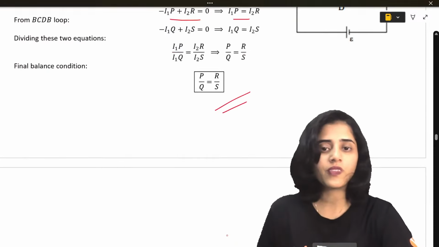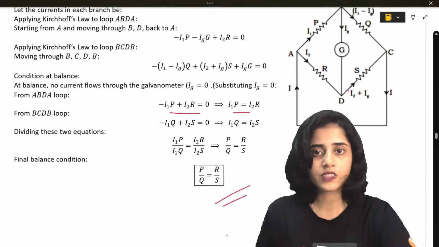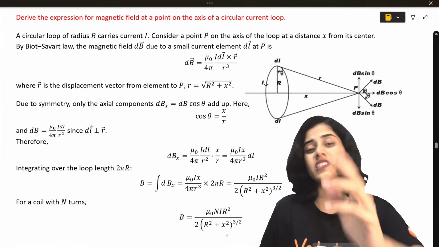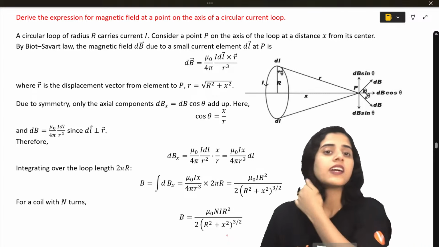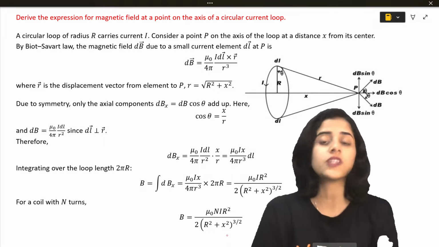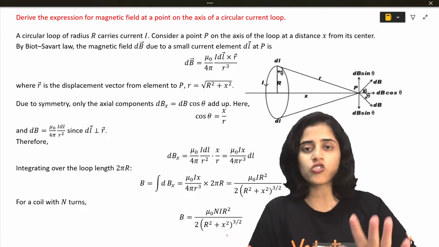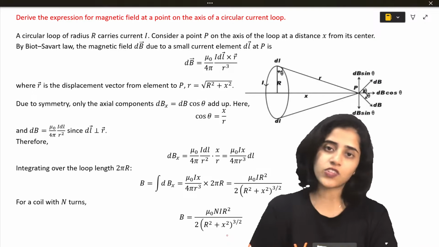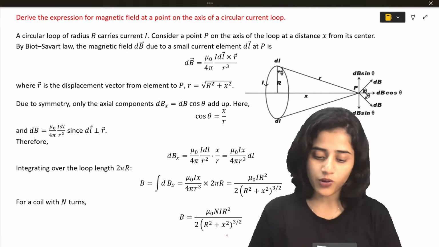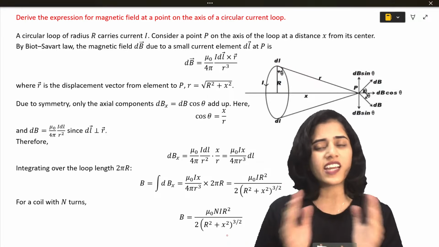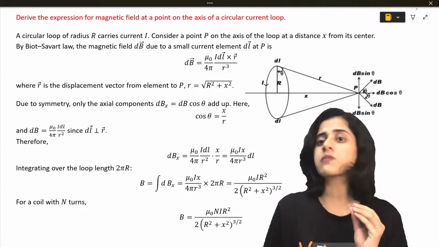Okay? Next is from moving charges and magnetism. This is a very important derivation, students. Expression for magnetic field at a point on the axis of a circular current loop. You will get this derivation for sure in either your midterm or your end term. Any one exam will definitely have this derivation. This is a very important derivation. For this derivation also, students, the diagram is very important, and the diagram is very easy.